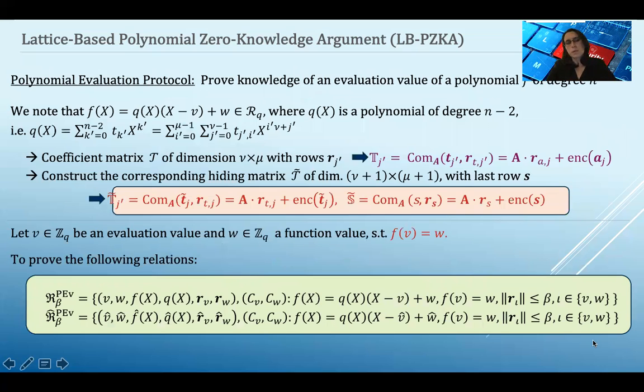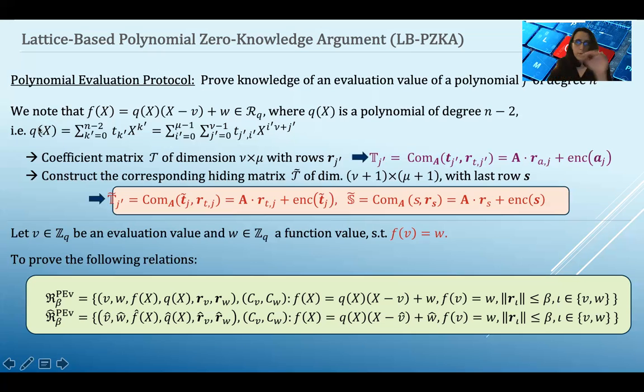Now, since we know how we can commit to a polynomial, we can construct a polynomial evaluation protocol in the following way. We prove knowledge of an evaluation value of a polynomial f of degree n minus 1. We note that f of x can be written as q of x times x minus v plus w, where v should be the evaluation value. That means f of v should be equal to w, right? So this representation holds, and it is clear that q of x is a polynomial of degree n minus 2.